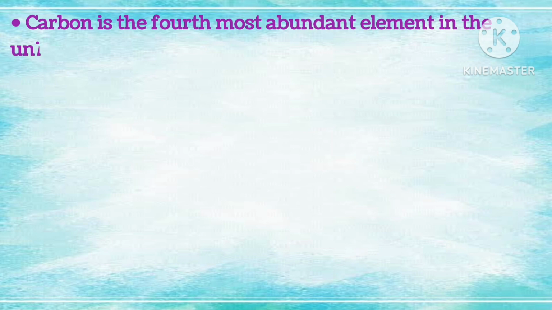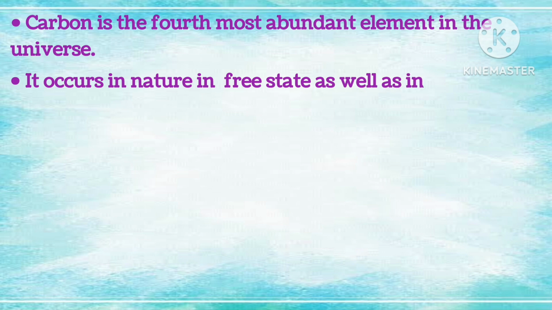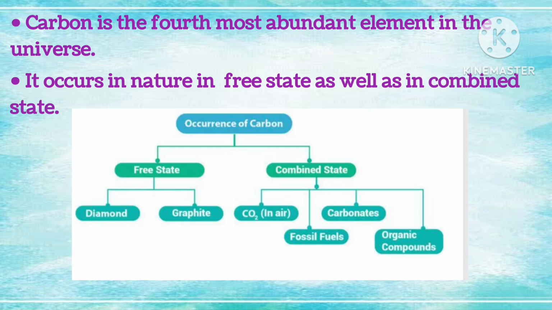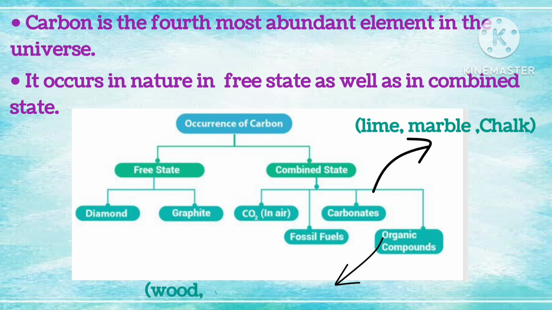Carbon is the fourth most abundant element in the universe. It occurs in nature in free as well as in combined state. In free state, it is present in the form of diamond and graphite, and in combined state as carbon dioxide in air, fossil fuels, carbonates like lime, marble, chalk, and organic compounds like wood, wool, cotton, etc.